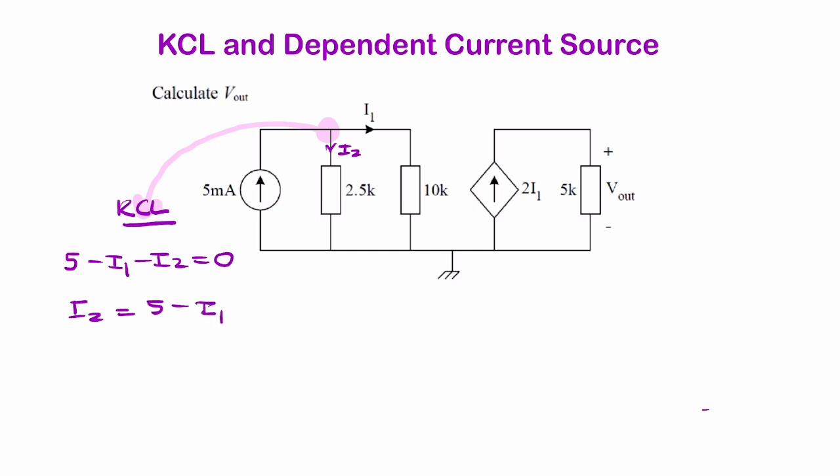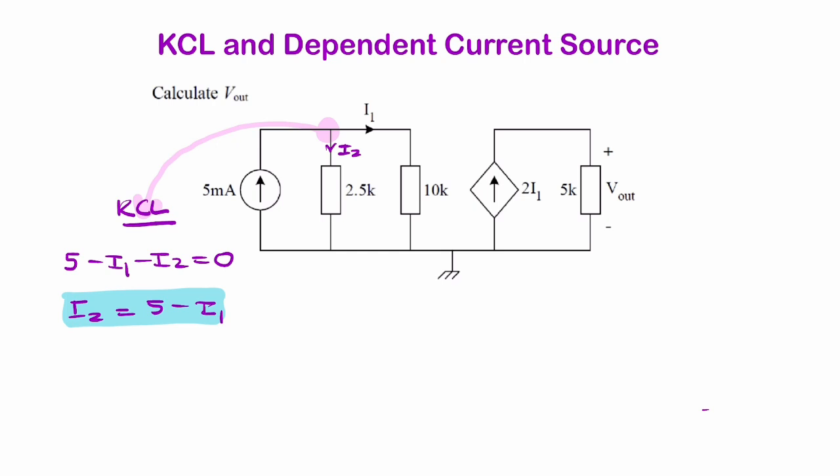Okay, so that's the result of Kirchhoff's current law, and that makes sense because you've got 5 milliamps going in, and it splits into I1 and I2, so I2 will be 5, take away whatever goes into I1. Okay, so that's the first step.